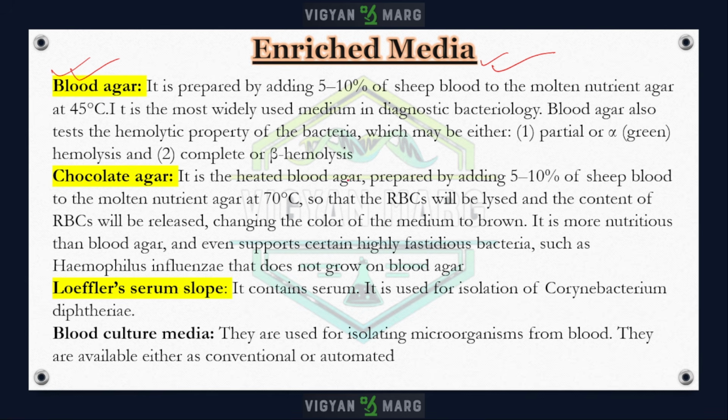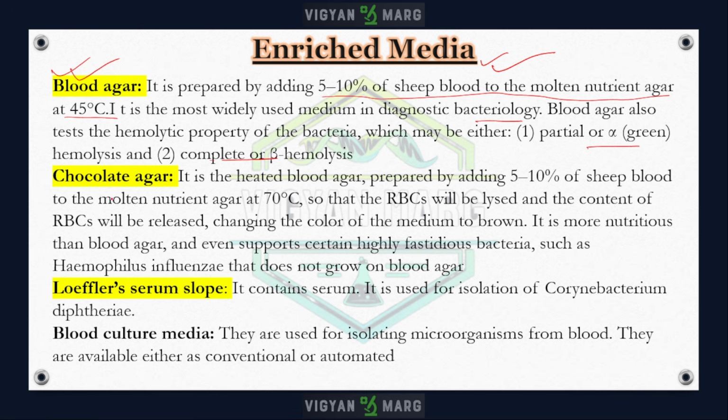Blood agar is prepared by adding 5 to 10% of sheep blood to the molten nutrient agar at 45 degrees centigrade. Okay, and it is one of the most widely used media in diagnostic bacteriology. It is enriched because the blood supplies extra protein, iron, and growth factors to the media. It is also differential because it allows you to observe hemolysis, alpha, beta and gamma hemolysis, in the media.